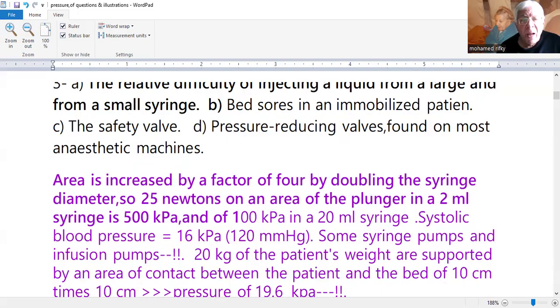cylinders. As you can see from the explanation, of course, whenever I want to figure out the surface, I multiply the diameter by 4. So as the first example, of course, if we have 25 Newton as an example of force pressing on different types of syringe, we'll find that it will be 500 kilopascal in a 2 centimeter syringe and 100 kilopascal in a 20 milliliter syringe. So there is a great difference between both.